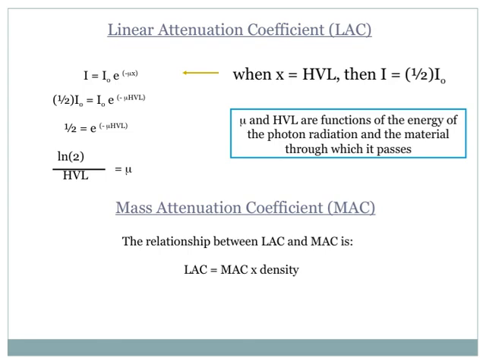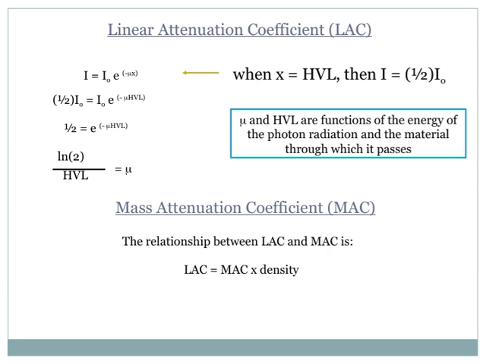Let's take a closer look at this key relationship. LAC, or linear attenuation coefficient, is equal to the MAC, or mass attenuation coefficient, multiplied by the density of the material. This means that the overall attenuation depends both on the material's inherent properties, represented by the MAC, and how densely it is packed. Now, the relationship between MAC and LAC is fundamental because MAC is a normalized value, per unit mass, while LAC accounts for the material's density, giving us a practical measure of how much intensity is reduced as the radiation travels through a specific thickness.